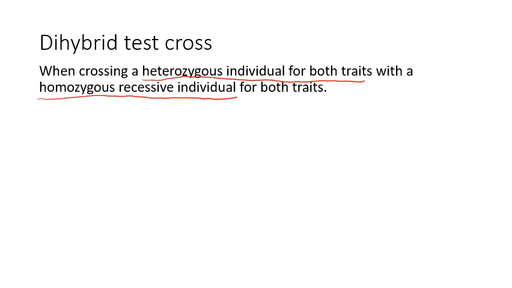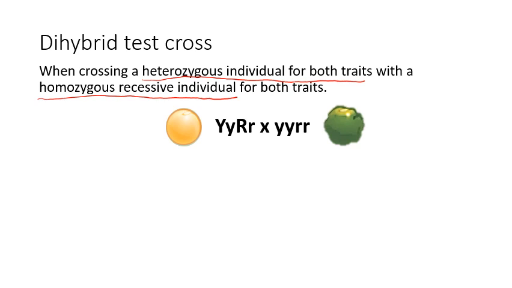If we keep referring to our pea example that we used in our previous video, we would be crossing a heterozygous individual for yellow and smooth peas. Our yellow is the capital Y lowercase y, heterozygous for that, and the smooth pea is the capital R lowercase r, heterozygous for that trait. We would be crossing that with our homozygous recessive, our green wrinkled pea, the green phenotype coming from the lowercase y, and the wrinkled phenotype coming from the lowercase r.